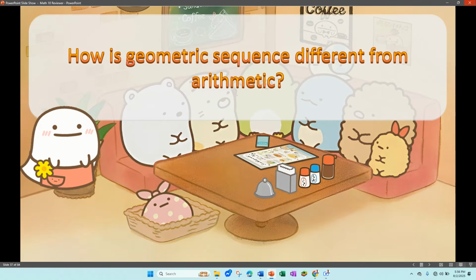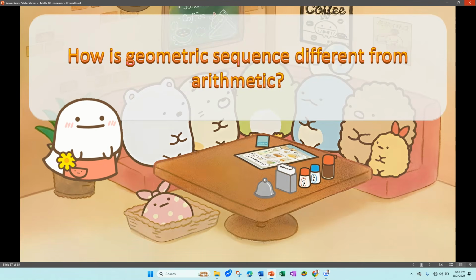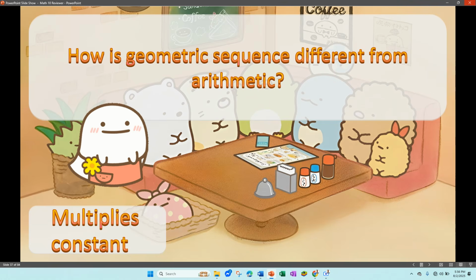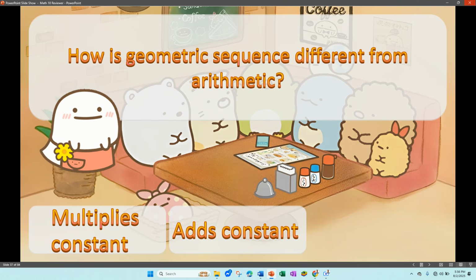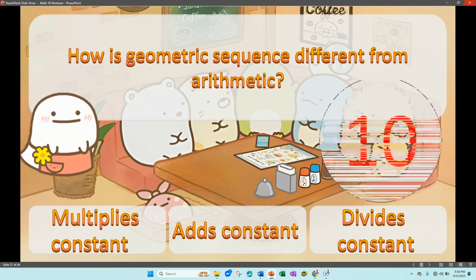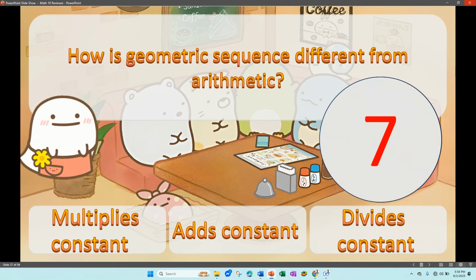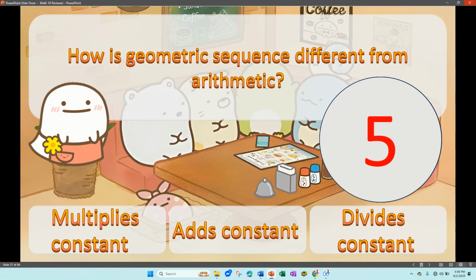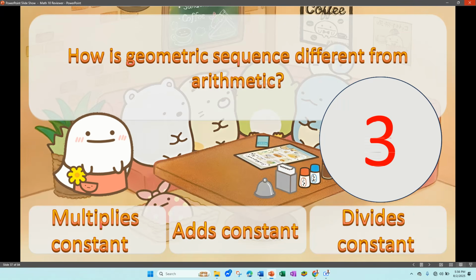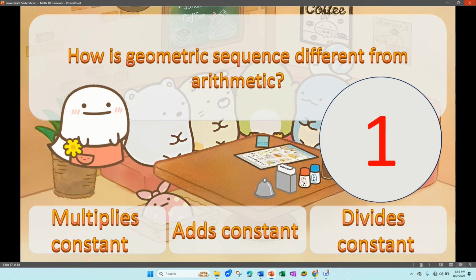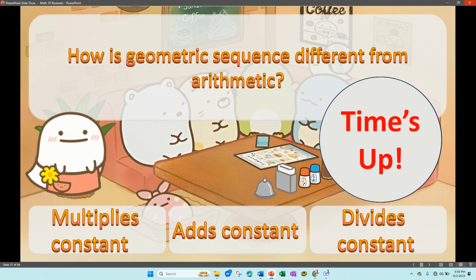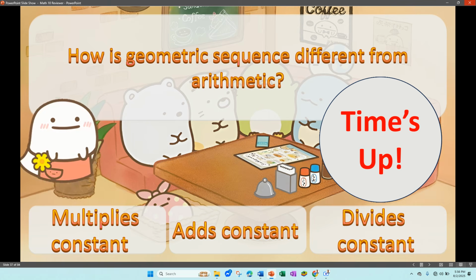How is geometric sequence different from arithmetic? Multiplies constant, adds constant, divides constant. Time is up. So, dito, gamit yung constant on all choices.